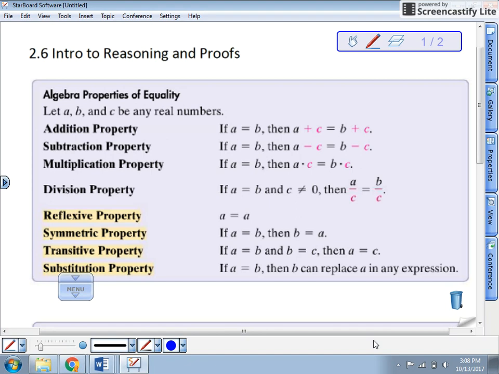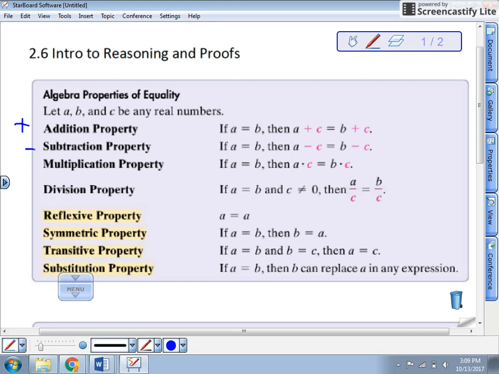So these are the algebra properties of equality. Okay, and a lot of these have to do with equations. So A, B, and C are real numbers. If we have the addition property, if A equals B, and if we add C to each side, we call that the addition property, just like an equation. If you add one number to both sides, the equation is still balanced. Why that is? It's the addition property.